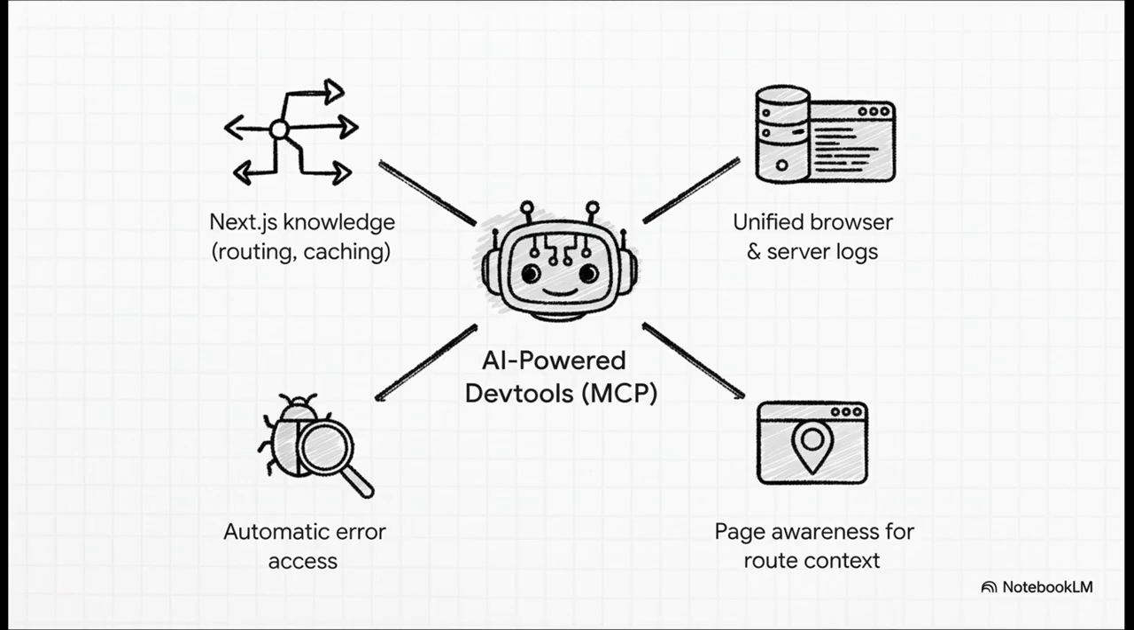What that really means is that it gives AI agents a deep understanding of your application. Like it knows about Next.js routing, it can see both your browser and server logs together, and it even knows which page you're currently looking at. This is going to open the door for some seriously powerful AI-assisted debugging.